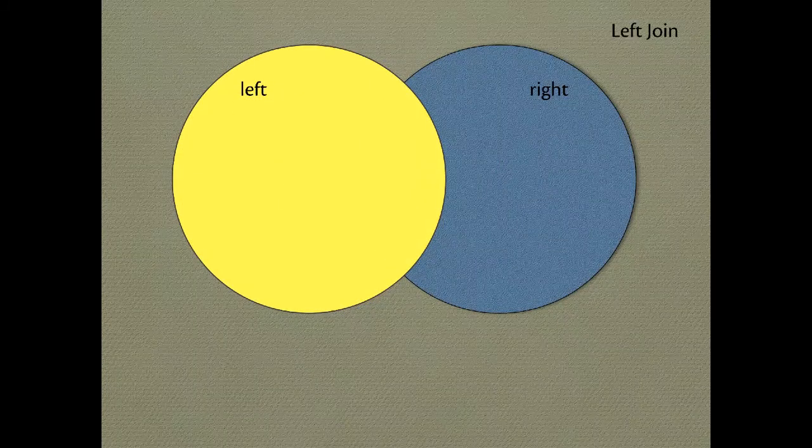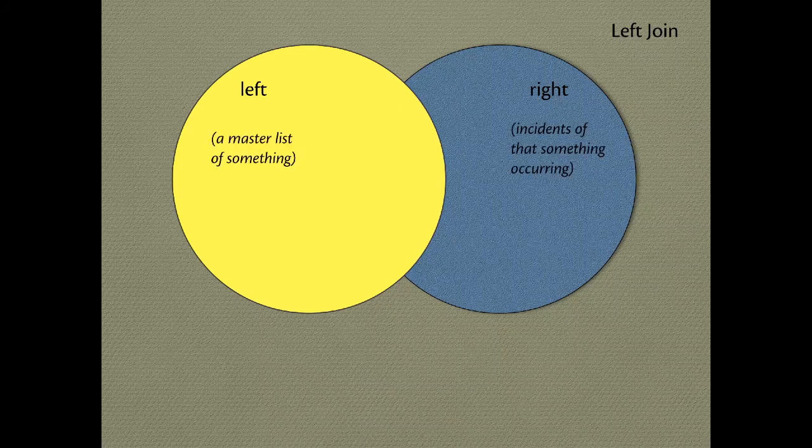So let's just talk through the syntax here for a little bit. We have this table on the left. We have this table on the right. And so the table on the left really is a kind of master list of something. So the bird table is a master list of all the birds. The person table is a master list of everybody who's signed up for Bird Club. The table on the right are the incidents of something, or events or occurrences that we want to subtract. So in our case, it's going to be the sighting table.